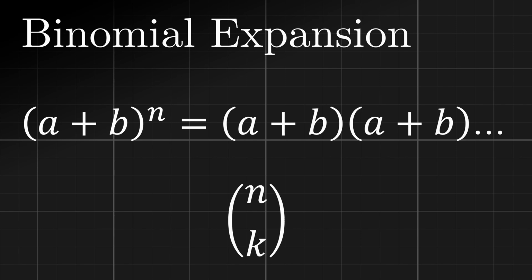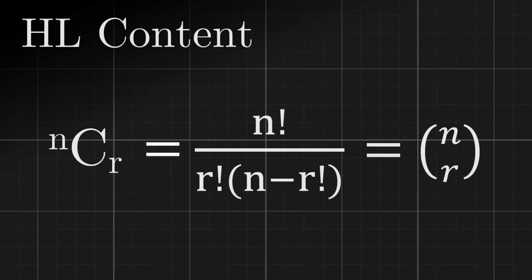Think about expanding (a + b)^n, so that's (a + b) times (a + b), etc. Then, to get a term like a^(n−r) times b^r, you need to choose b from exactly r of the n brackets, and a from the remaining n minus r brackets. The number of ways to choose those r brackets is precisely n choose r.